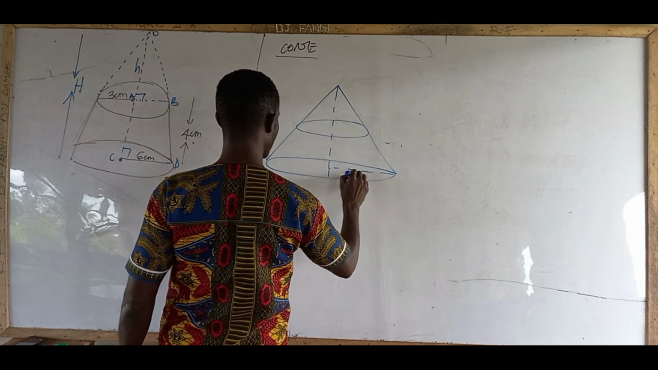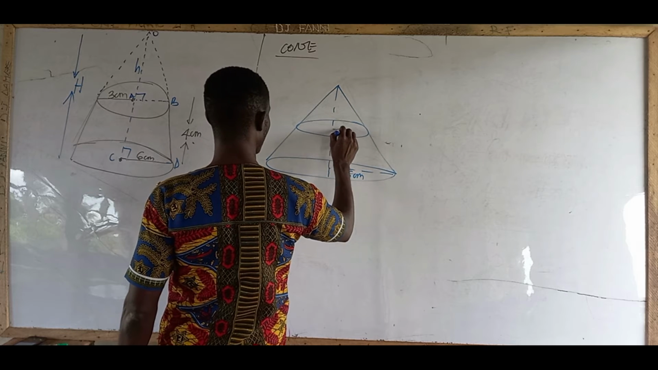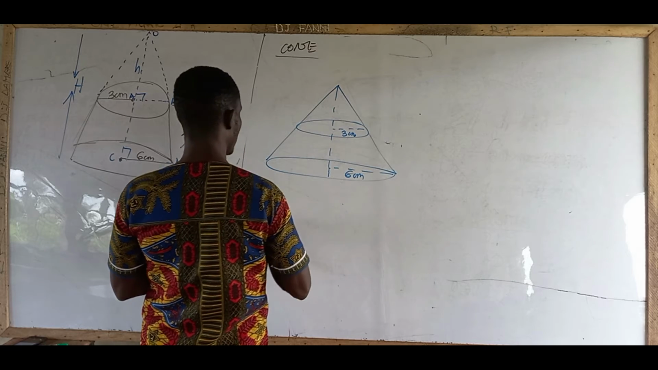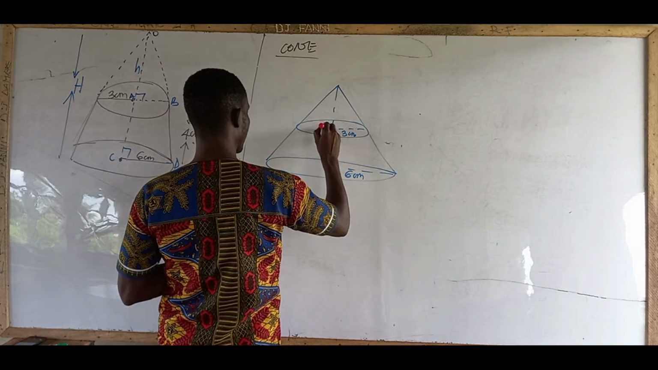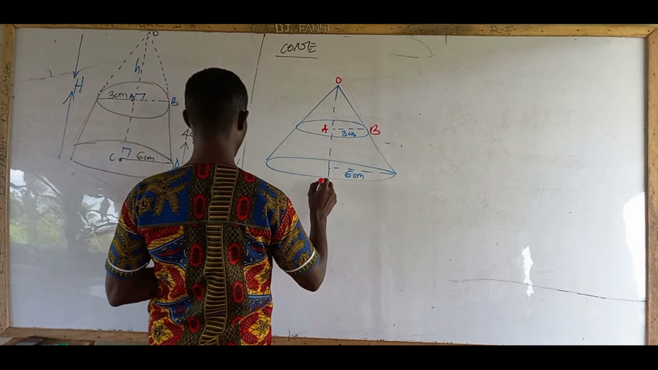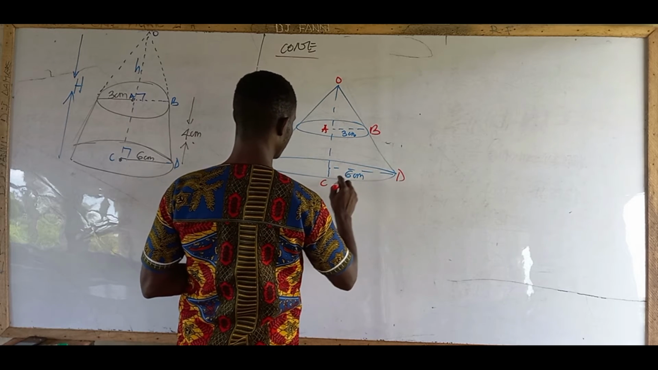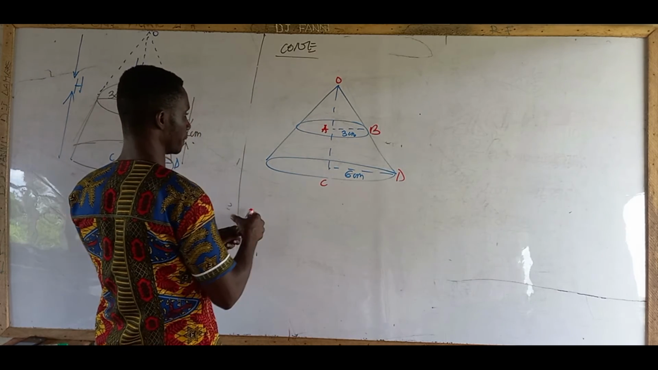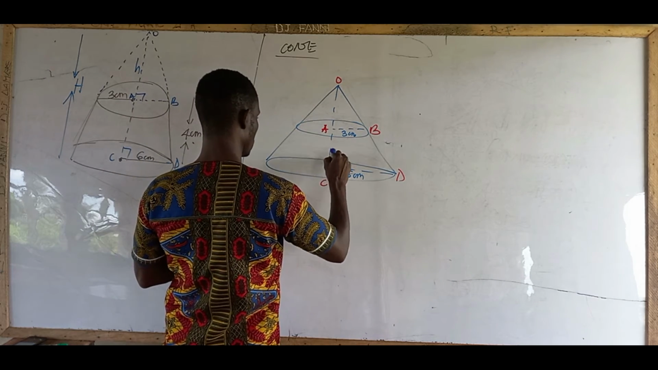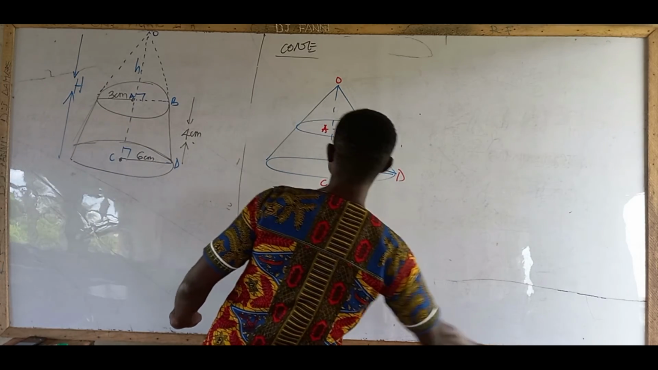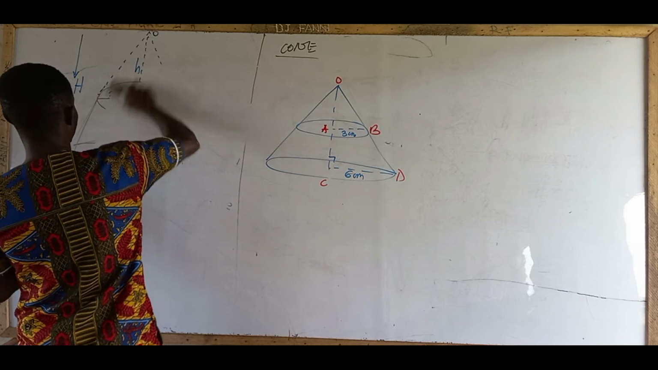This is 6 centimeters, 3 centimeters. Yes, A, O, B, C, D. So you see that we have two similar triangles again.